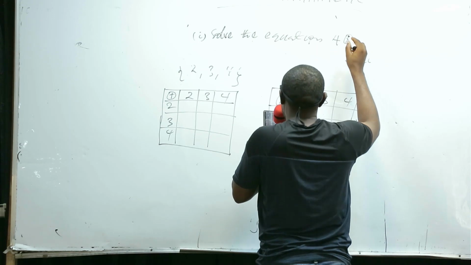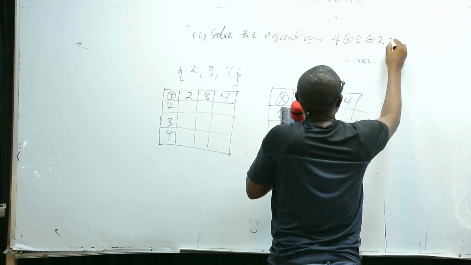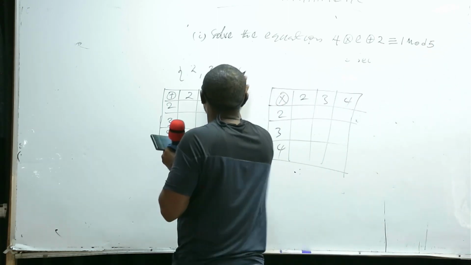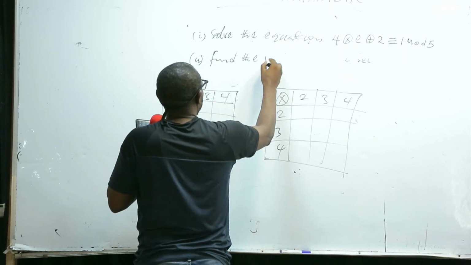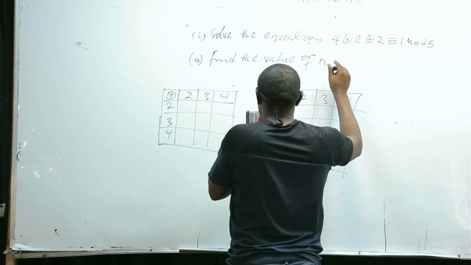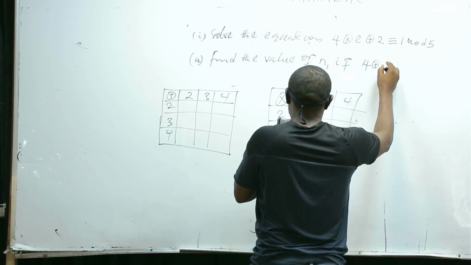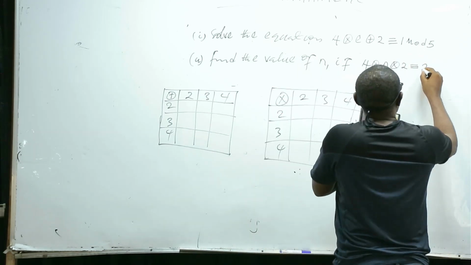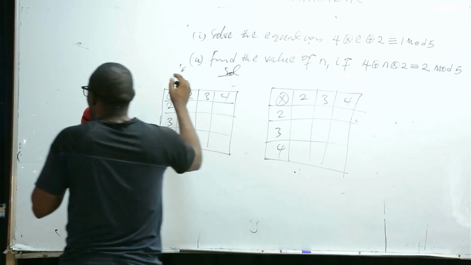4, operation multiplication, E, operation addition 2, congruent 1, modulo 5. II: find the value of N, if 4, operation addition, and operation multiplication 2, congruent 2, modulo 5. Now, under our solution, question A.